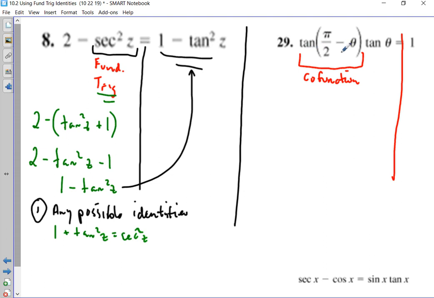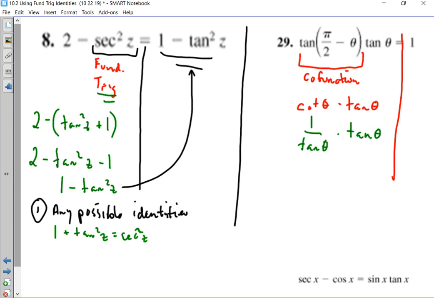So tangent is actually going to equal cotangent of theta, and that's going to be times tangent of theta. From here, you might be able to figure this out, saying, oh yeah, that equals 1. But if you don't know, well, what's cotangent? Cotangent is the reciprocal, right? That's another identity. We know that's going to be 1 over tangent of theta times tangent of theta.